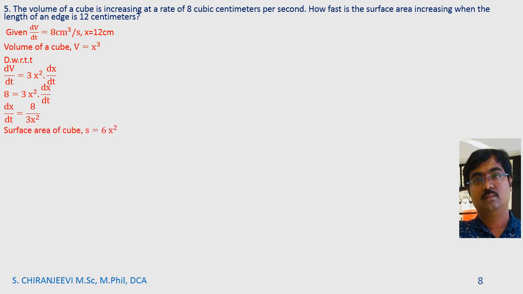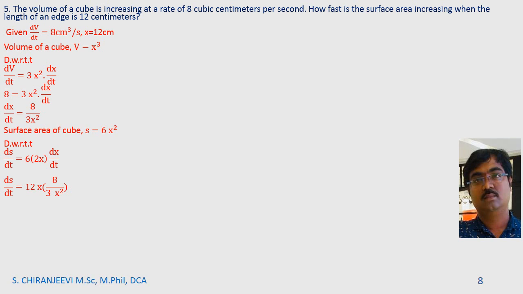Surface area of a cube, S equal to 6x square. Differentiating with respect to t, dS by dt equal to 6 into 2x into dx by dt. dS by dt equal to 12x into 8 by 3x square, substituting the value of dx by dt as 8 by 3x square.